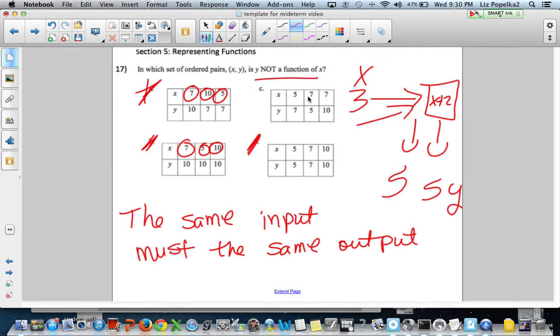So not a function. Look, here we've got 2 7s for our input, but one has an output of 5 and one has an output of 10. Therefore, C has 2 of the same input but 2 different outputs. So that means that C is not a function.